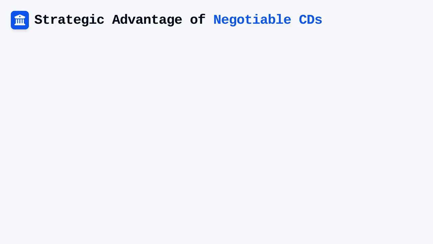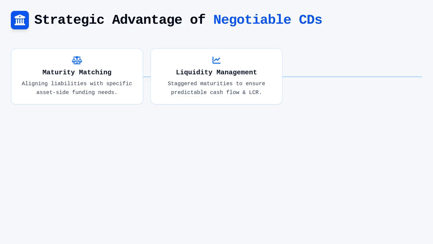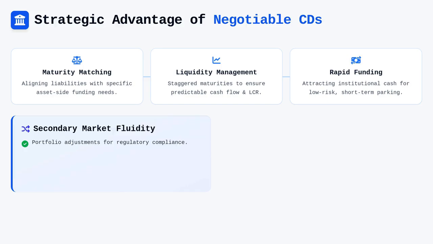For a bank, these instruments offer a strategic advantage by allowing them to match the maturity of their liabilities with specific asset-side funding requirements. By staggering the maturities of issued CDs, a bank can manage its liquidity coverage ratio and ensure predictable cash flow management. If the bank requires immediate funding, it can issue CDs to institutional investors who are seeking short-term, low-risk parking spaces for excess cash. This dynamic creates a robust secondary market where institutional participants can adjust their portfolios to meet regulatory requirements or capitalize on shifting interest rate expectations.